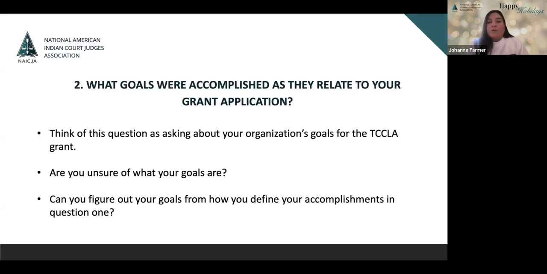And can you figure out your goals from how you define what your accomplishments were in question 1? Yeah, if you're unsure what your goals are, check out how you've answered question 1, and you can easily find some goals there, like providing representation, making sure that our clients get the best fair outcome in their cases, and that we're a strong advocate. I'm sure that you have it written down somewhere, but that's just an easy way if people are struggling to figure out what their goals are.